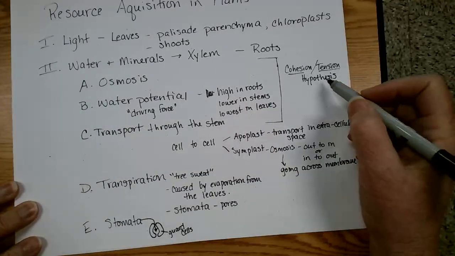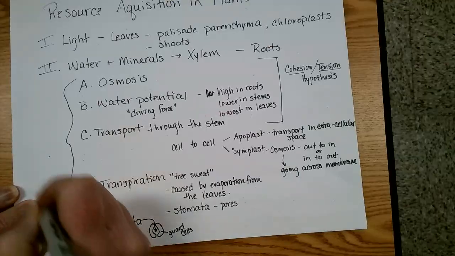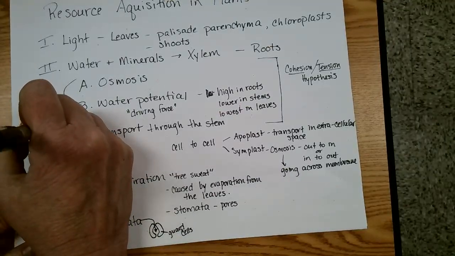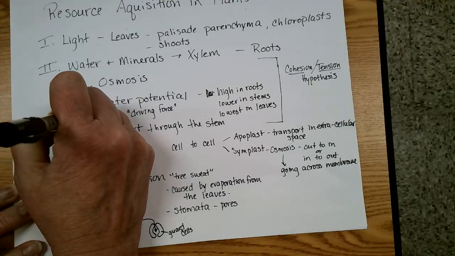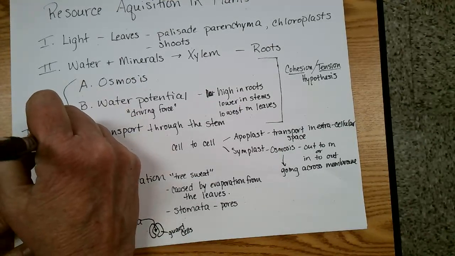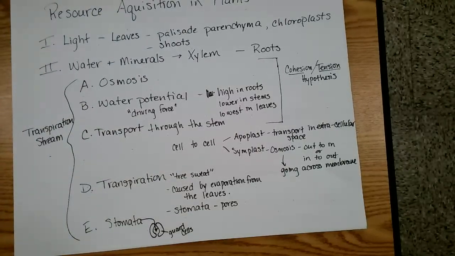And all this then, we know this is the cohesion tension hypothesis, but all of this combined is what we call the transpiration stream. Transpiration stream that happens in plants. And that's how plants acquire water and the minerals. And that rate is definitely controlled by the stomata. And it goes up the trees.